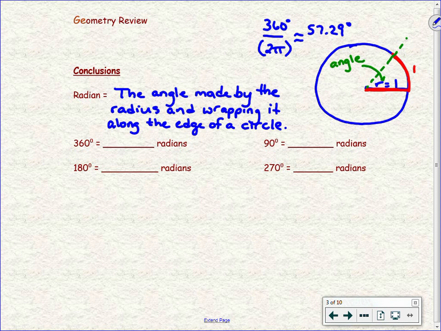All right, when we write our conclusions, 360 degrees, we've already said, is equal to 2 pi. That's all the way around. Right below that, halfway around the circle, well, half of 360 is 180, is 1 pi. 90 degrees, which is a quarter of the way around the circle, is pi over 2. And 270, which is 3/4 of the way around the circle, is 3 pi over 2.